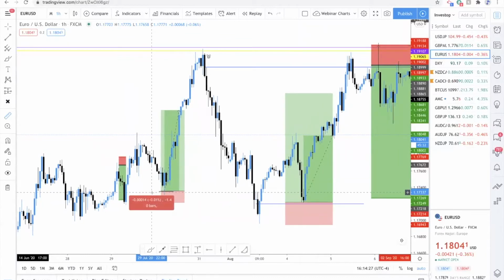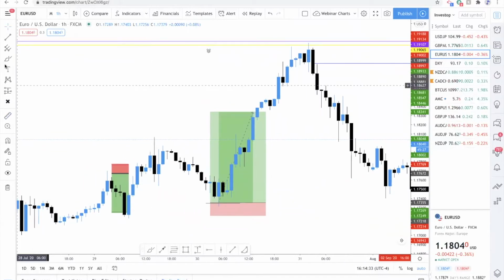Oops. Whoa. TradingView is a little glitchy right now. It's been glitchy lately.